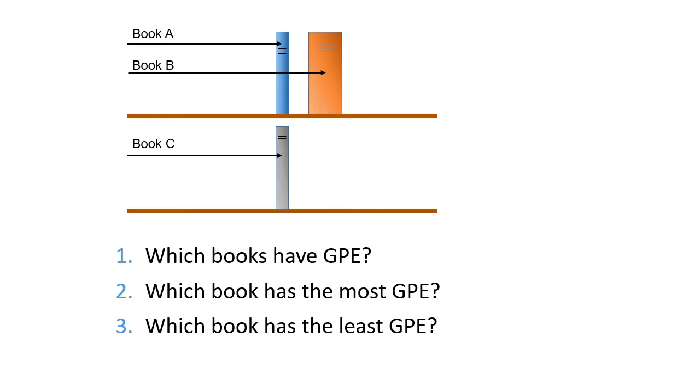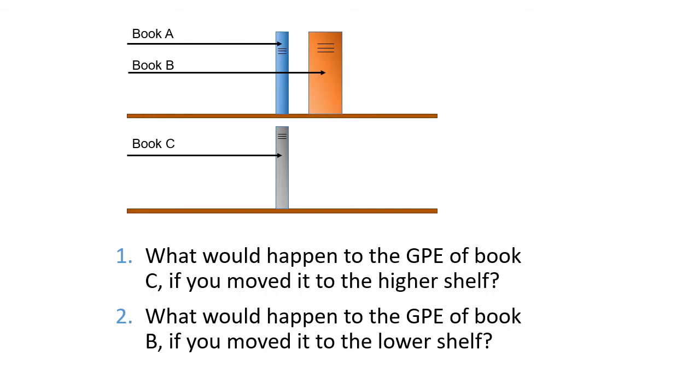In this example, you can pause the video and discuss with your partners which books have gravitational potential energy, which book has the most gravitational potential energy, and which book has the least. Well done. Yes, all books have gravitational potential energy because all of them are placed on the shelves. Book B has the most potential energy because it is heavier and it is at a height, and book C has the least gravitational potential energy.